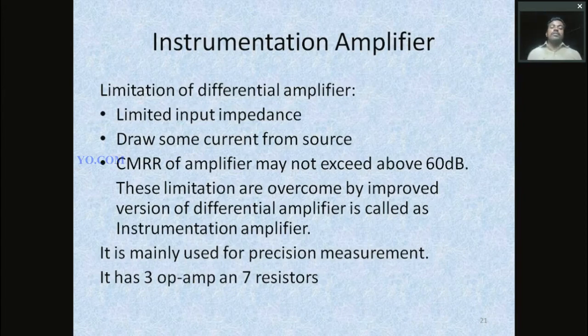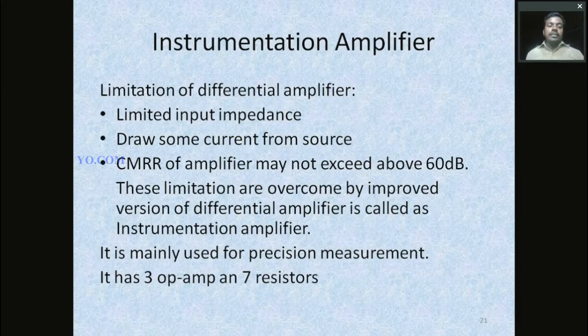Okay, first one, why are we going to the instrumentation amplifier? The instrumentation amplifier is the improved version of the differential amplifier. The differential amplifier has some limitations. Okay, what are the limitations? First one, limited input impedance. The differential amplifier has very limited input impedance, so that is one disadvantage. In some electrodes it is not suitable to amplify the input signal. In some particular electrodes the differential amplifier cannot amplify properly.